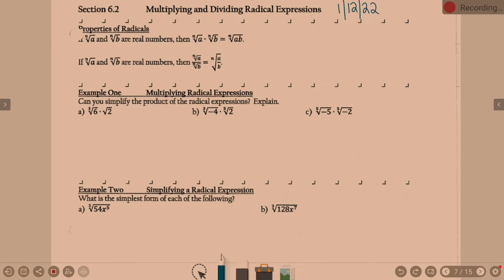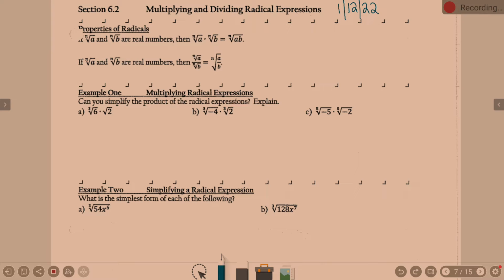Same is true of division. If the nth root of a and the nth root of b are real numbers, then the nth root of a divided by the nth root of b is the nth root of a divided by b. That's just saying you can do a square root divided by a square root and put them under the same square root sign. You can do a cube root divided by a cube root, put them under the same cube root sign, but you can't mix and match. So no square roots with cube roots or cube roots with fourth roots or anything like that. Got it? So example 1 takes us very basic here.